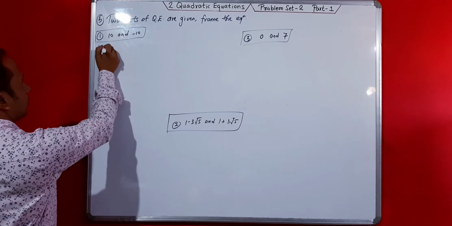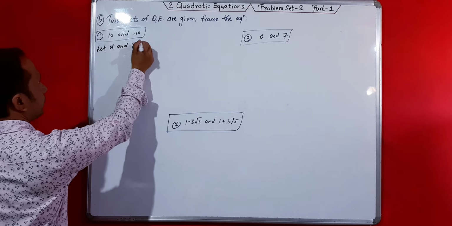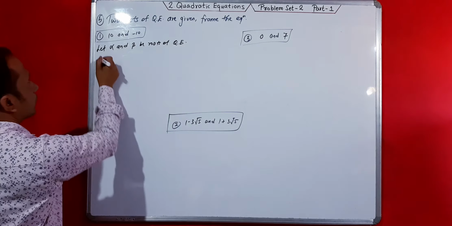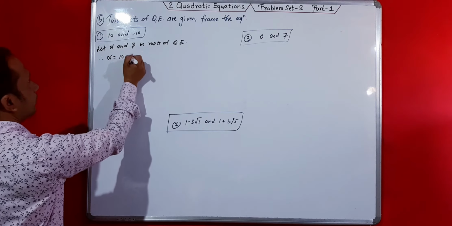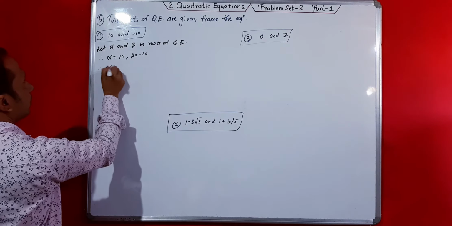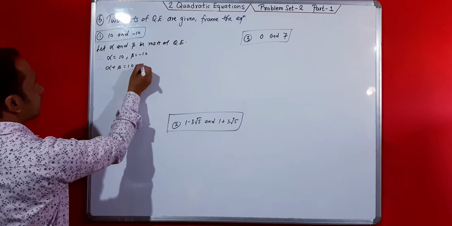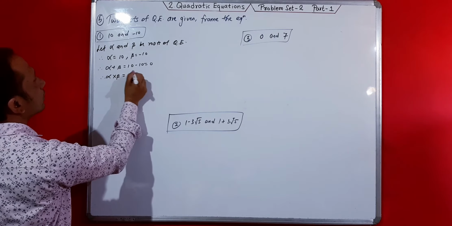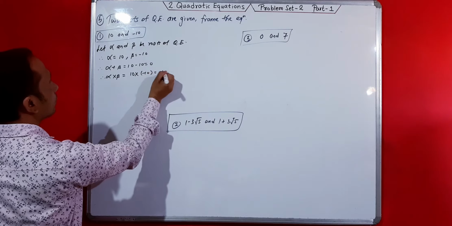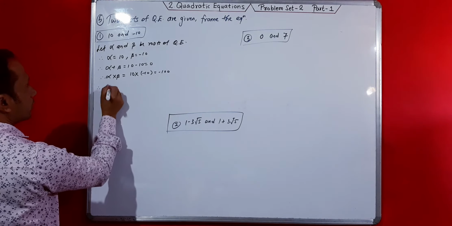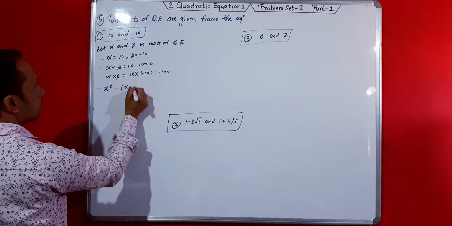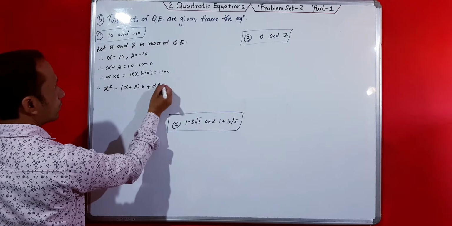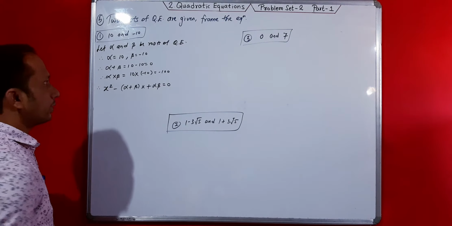Let alpha and beta be the roots of the quadratic equation. I'm writing in short. Therefore alpha is equal to 10, beta is equal to minus 10. Therefore alpha plus beta, 10 minus 10, is equal to 0. Therefore alpha into beta is 10 into minus 10, so it is minus 100. Therefore x square minus (alpha plus beta) x plus alpha into beta is equal to 0. This is the required pattern for the quadratic equation.